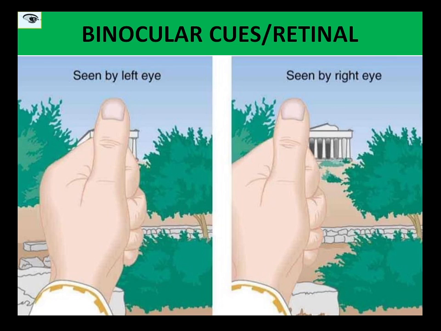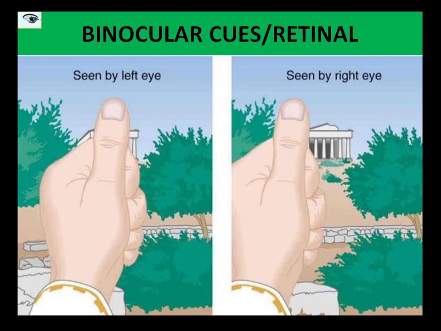Now, if I try to do the same experiment viewing an object that's far away, the retinal disparity or the retinal difference will not be that much. But in case of the close objects, definitely, the difference between both the images will be there, and it's quite large. That is what the retinal disparity, or the binocular disparity, is.